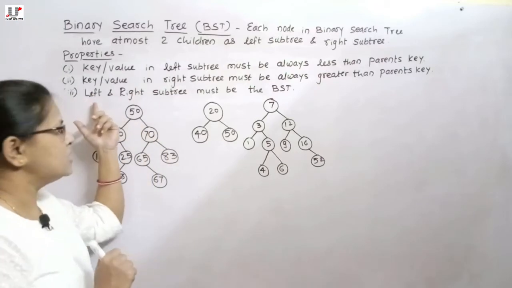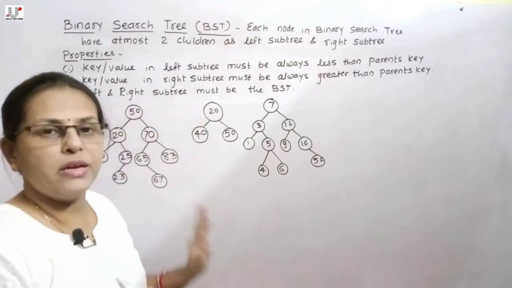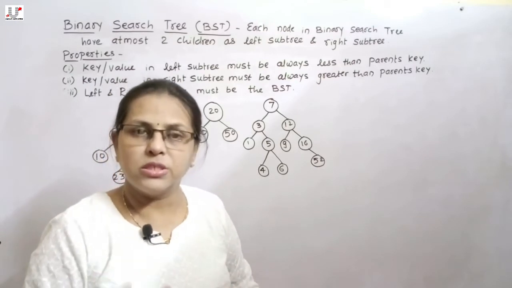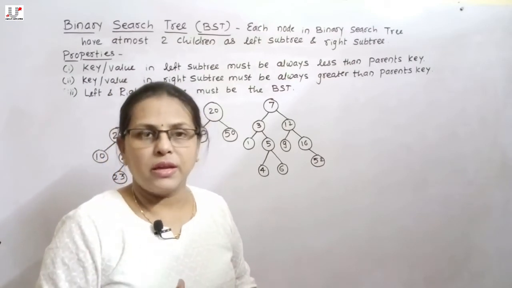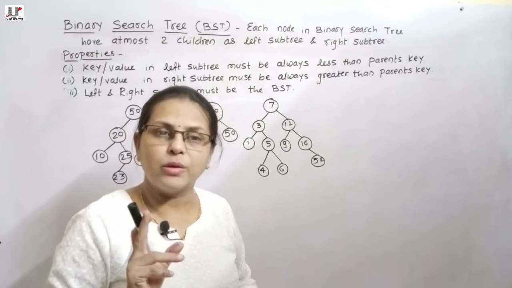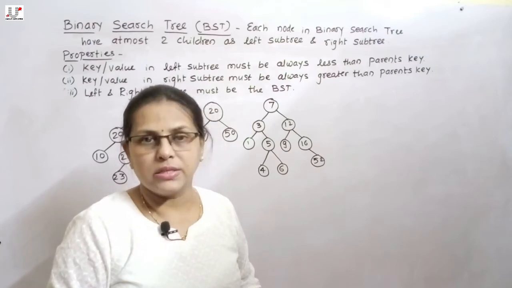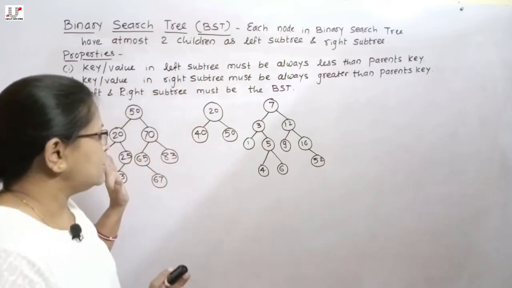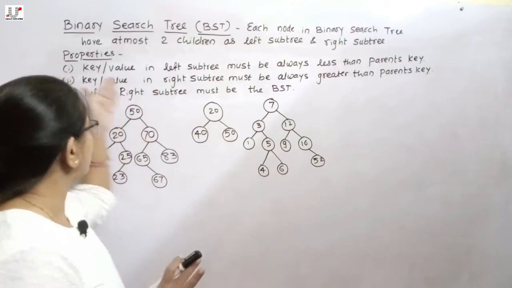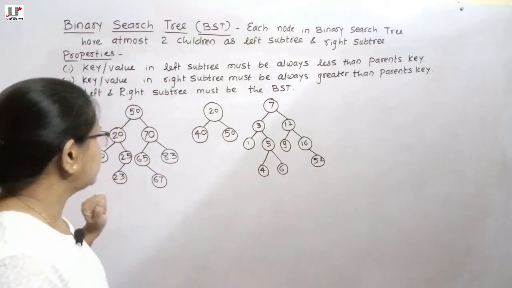The next property is, again, the left and right subtrees must be binary search trees. Means whatever tree gets generated, each node has at most two children. Now let us check whether these trees satisfy all the properties.